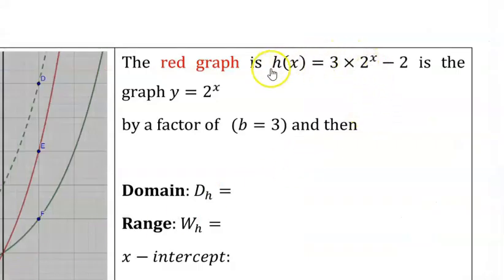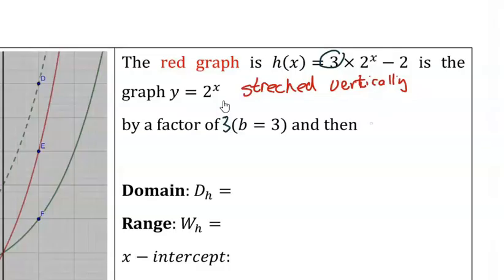Let us look at what happens to this red graph. This is h of x equals 3 times 2 to the x minus 2. Let us look at the first part there. So what happens with this 2 to the x? The graph of y equal to 2 to the x is stretched vertically by a factor of 3, because b is equal to 3. That b value there is 3. And then shifted 2 units down, because my q value here is less than 0, so I'm shifting down.